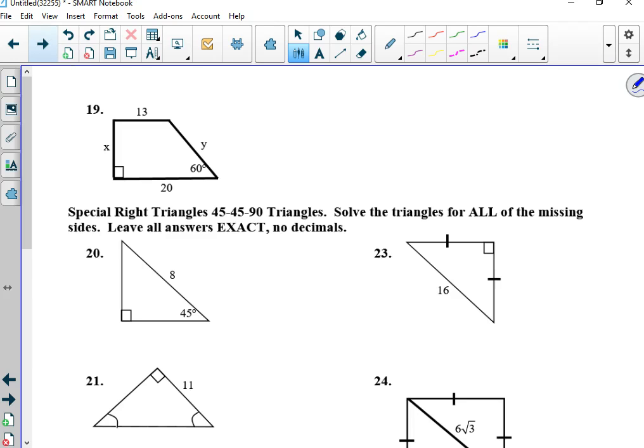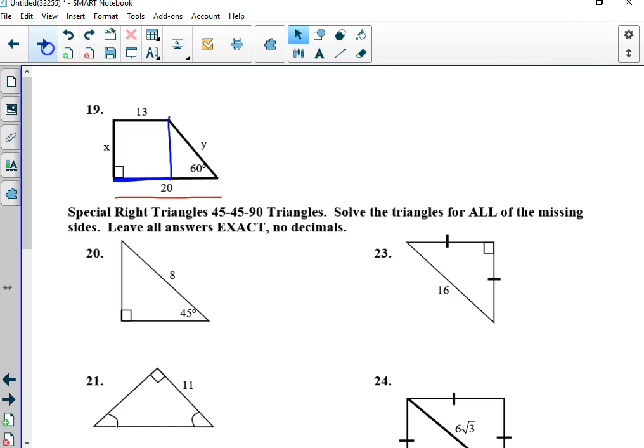Number 19. First off, I need to make this into a rectangle. This is 13 right here. If I bring this down, that means this section right here is 13. If this entire section is 20, that's 20, that's 13. What is left here? And no, it's not drawn to scale. 20 minus 13 is 7. So that side is 7.